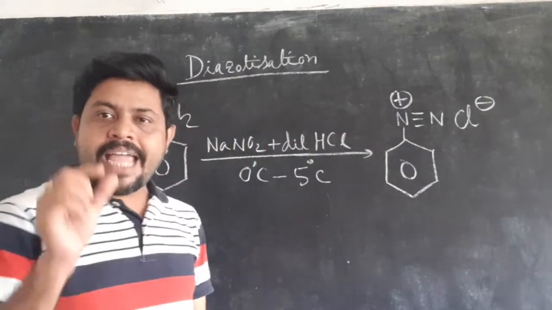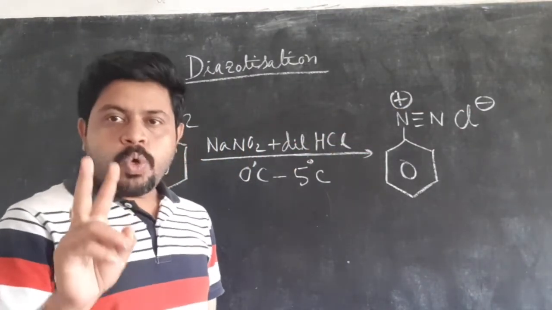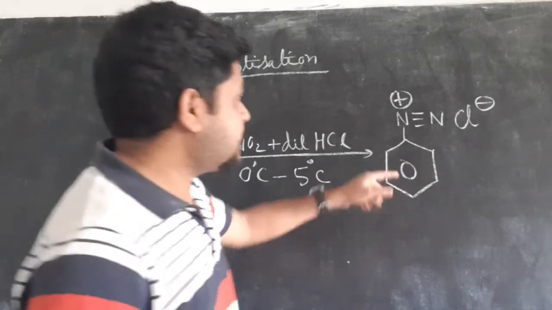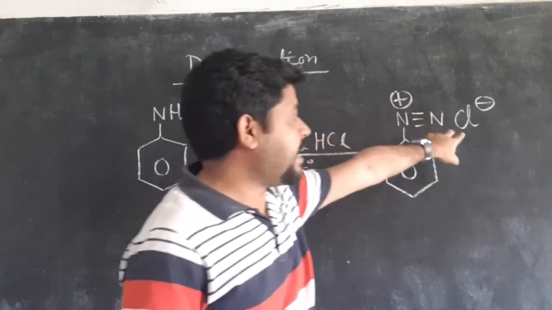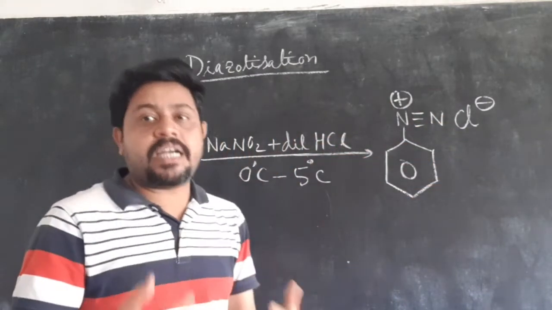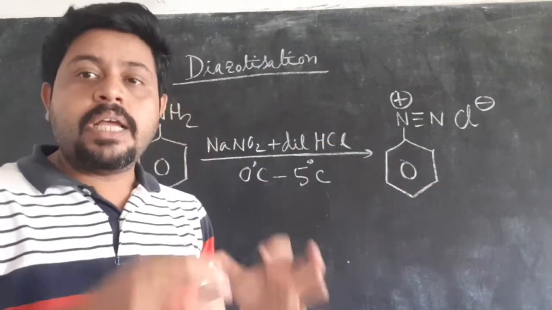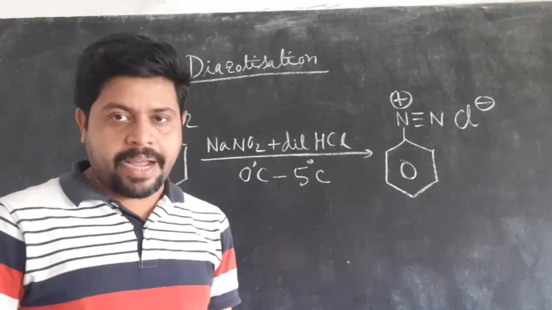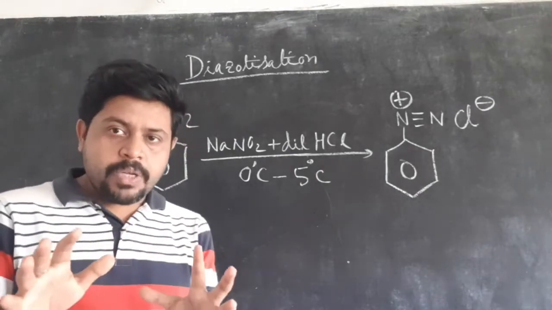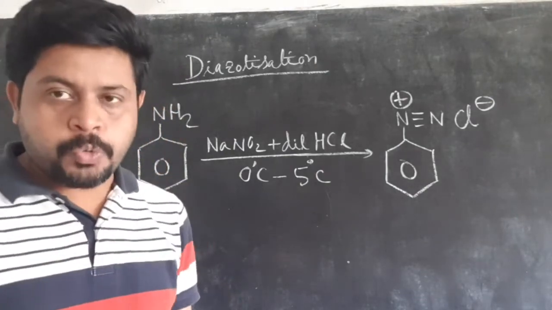Diazo means 2 nitrogens, and since it has a plus charge on this nitrogen and Cl minus, it is considered a salt. It has a structure like NaCl, in which we get Na plus and Cl minus. Hope it is clear to you.